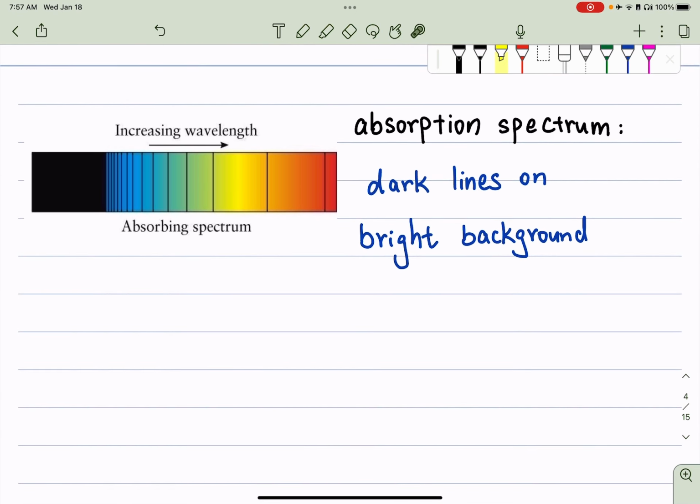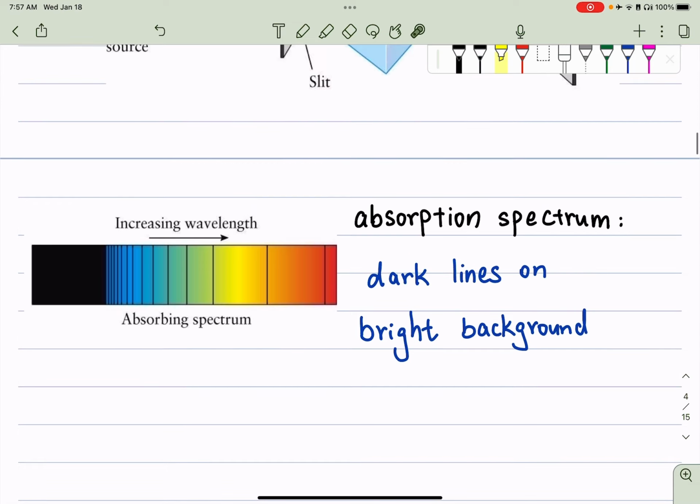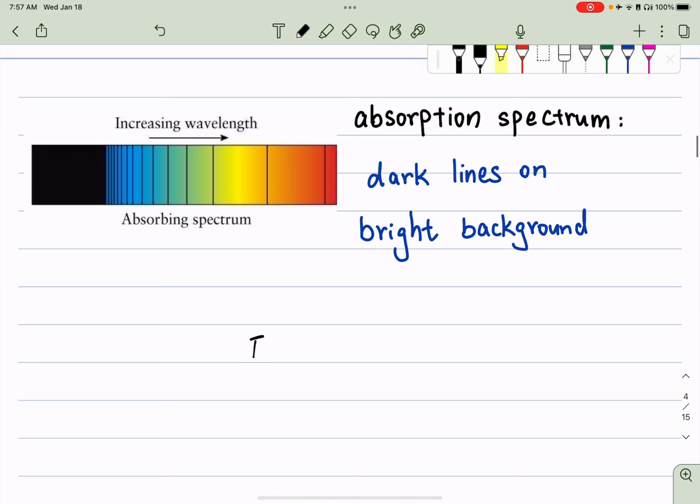So pause a minute and think about it. When we say it's a bright background, it comes from the white light source. Dark lines tell you that E photon is being absorbed.